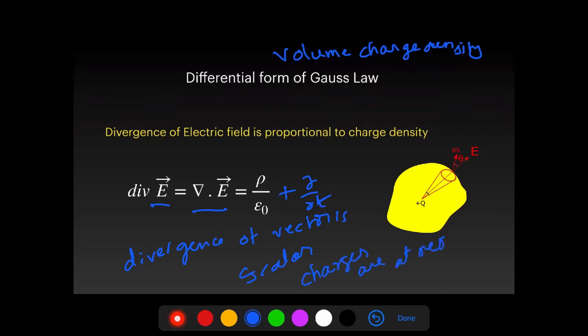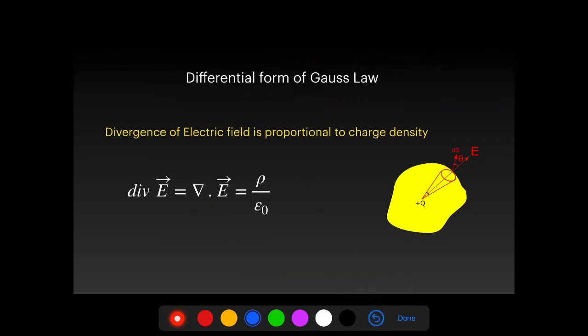In Maxwell's equations, later you will see the charges are moving charges, where the magnetic field also comes in. So in Maxwell's equations of electromagnetism, we will see further the modification of this formula later.